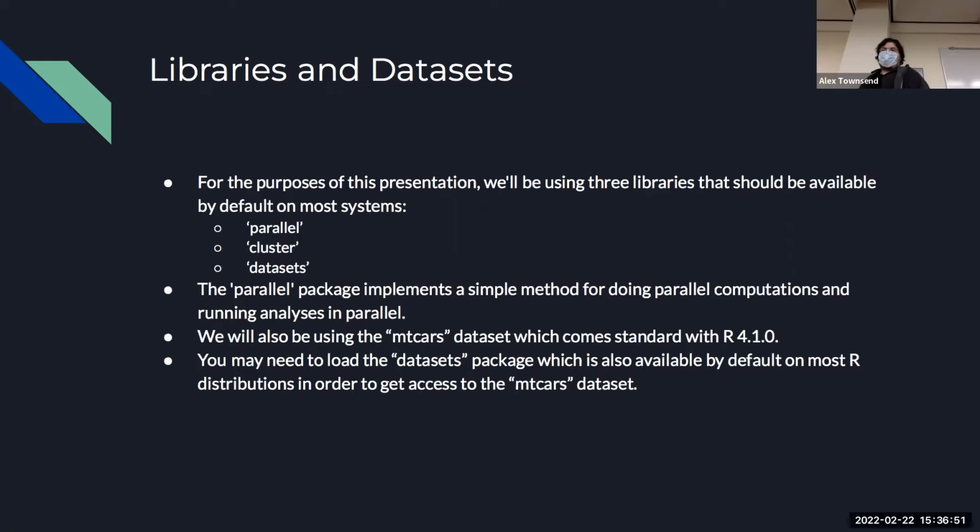The parallel package is just a package that implements simple parallel computing functionality, which is really useful when you're trying to do the same thing over and over again. Parallel computation allows you to break it up into like 5 of them at a time in sequences of 5. We will also be using the MT-CARS dataset, which comes standard with R 4.1 and I think pretty much every other R version too. You may need to load the datasets package in order to get access to that though.